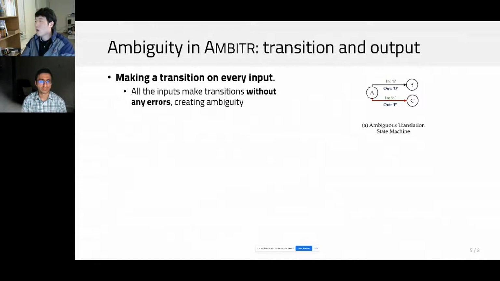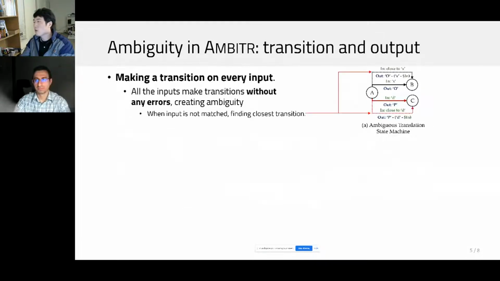Let me explain how Ambiter achieves this property, ambiguity. Ambiter leverages a state machine, but it's different from a typical state machine. First, it makes a transition on every input. Unlike the typical state machine, in Ambiter, if an input does not match any possible transitions from the current state, it makes a transition to the state which has a similar transition condition to the provided input.